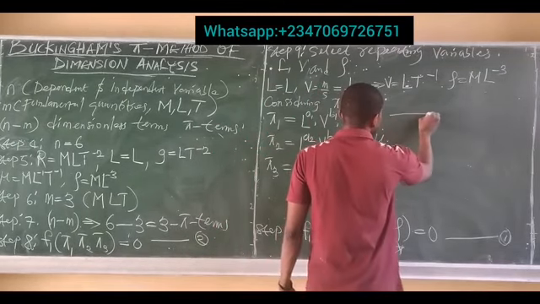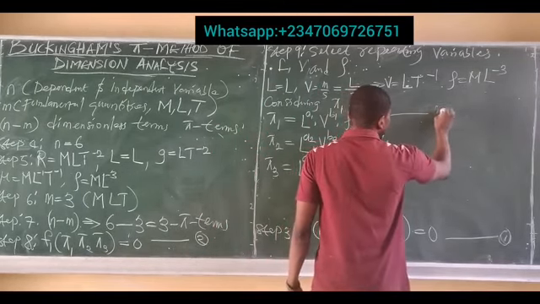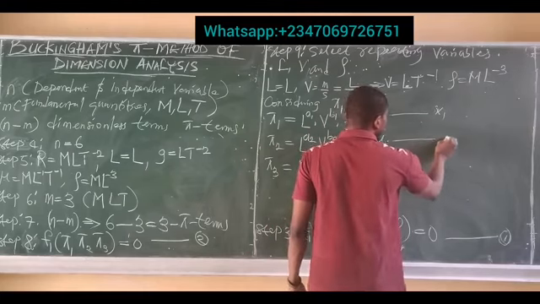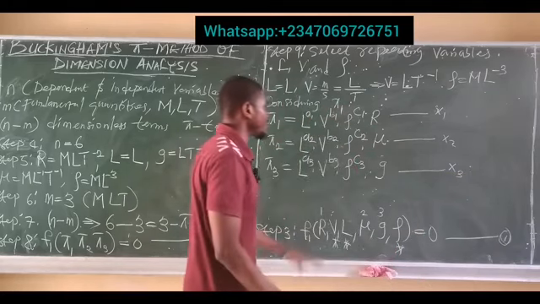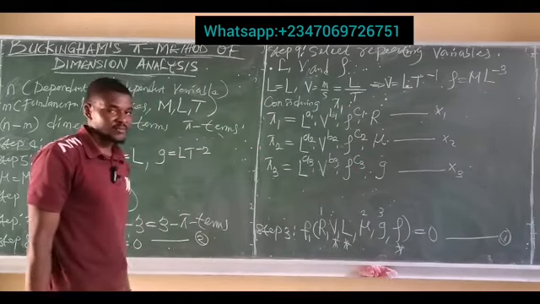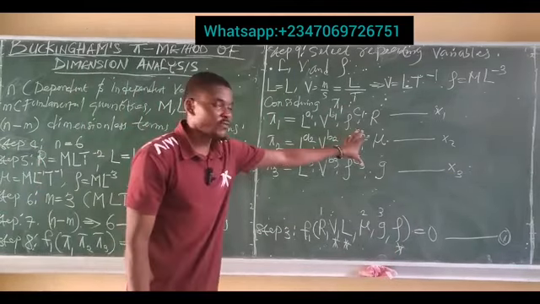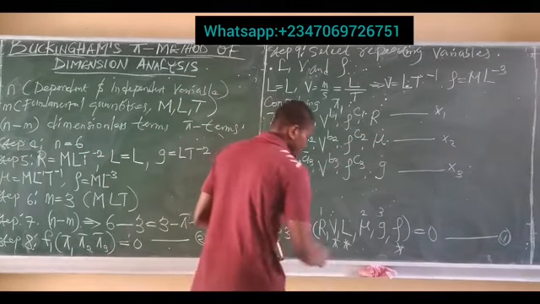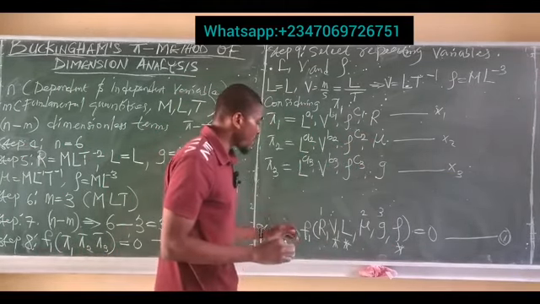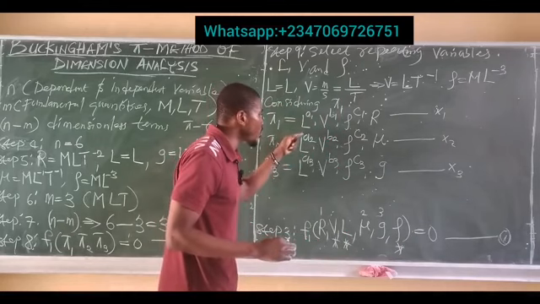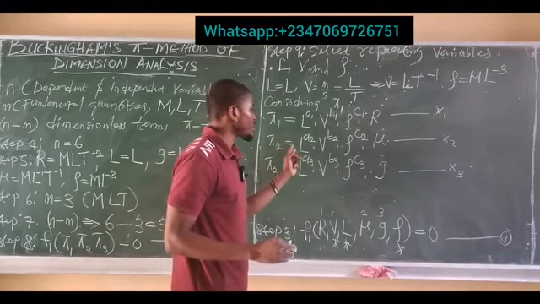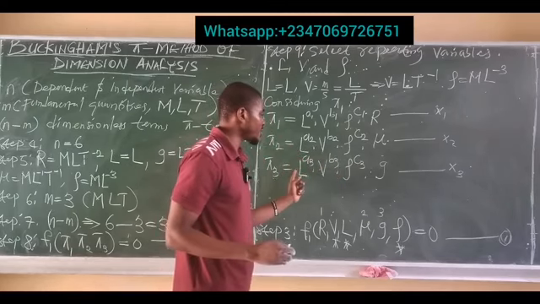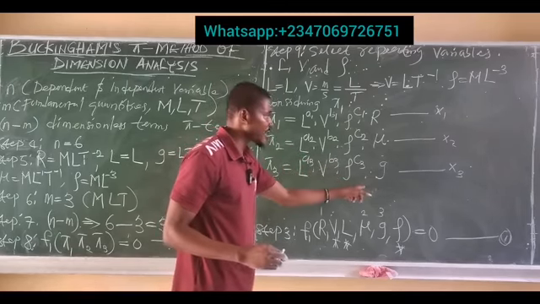So you can call this equation x1, call this equation x2, call this equation x3. These are the equations for the pi terms. So this is all what we are solving for. Now you can discard this part of the equation. So mind you, whenever you select your repeating variables, they must always occur. That's why they are called repeating variables. You can see them in equation x1, you can see them in equation x2, and you can also see them in equation x3.